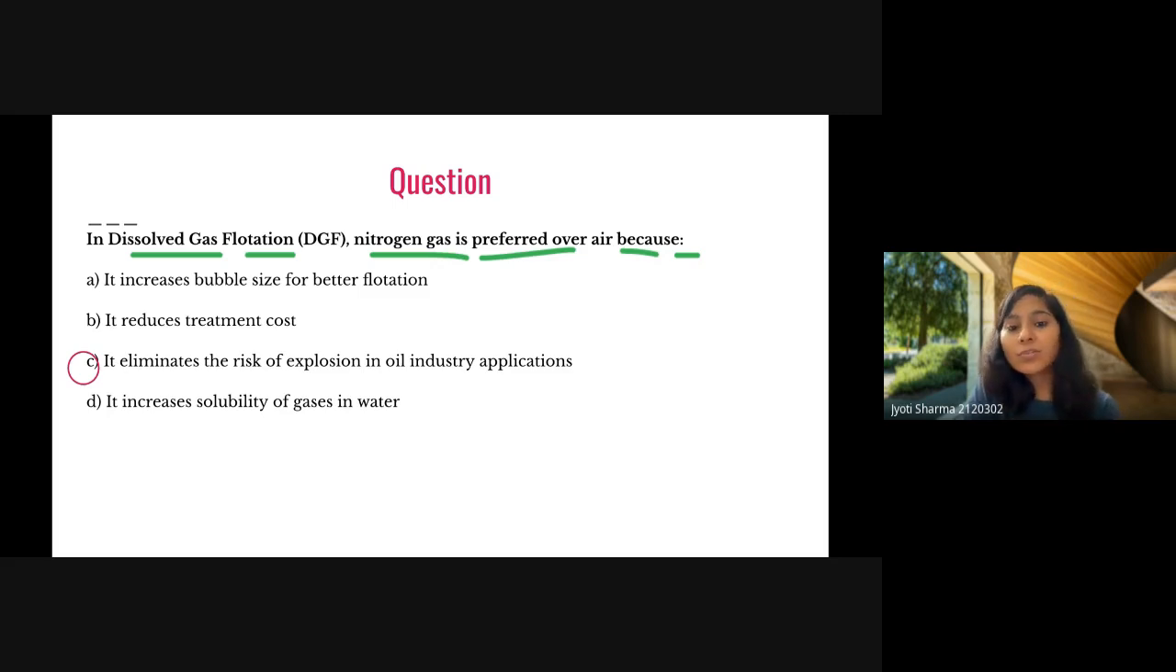The thing is, nitrogen gas is mostly given, and this is because it is inert in nature. In the air we have oxygen also. If we give that oxygen, that will increase the chance of explosion. So we are giving the nitrogen gas for the flotation. So C answer is the right one.